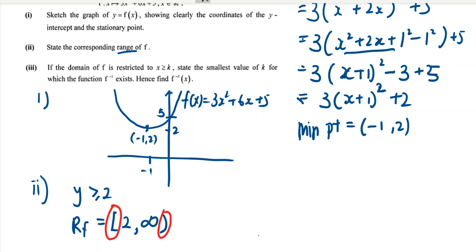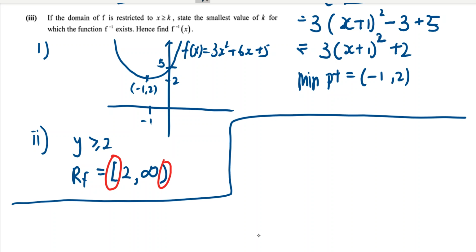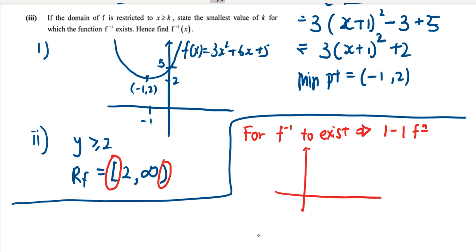Alright, so the crucial part is part 3. If f is restricted to x greater or equals to k, find the smallest value of k for which f inverse exists. Alright, so you must know, number 1, concept time. For f inverse to exist, what must happen? If you do not know this, and the exam is next week, you better work doubly hard. It must be a one-to-one function. What does a one-to-one function mean? It means for every value of x, there's only one value of y.